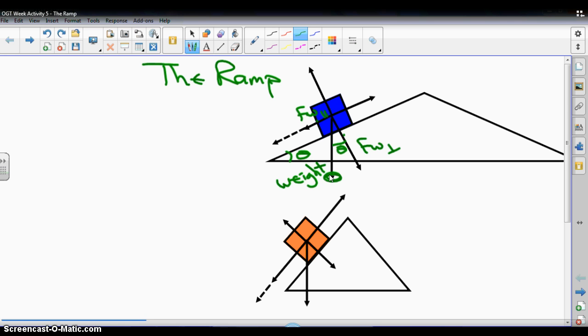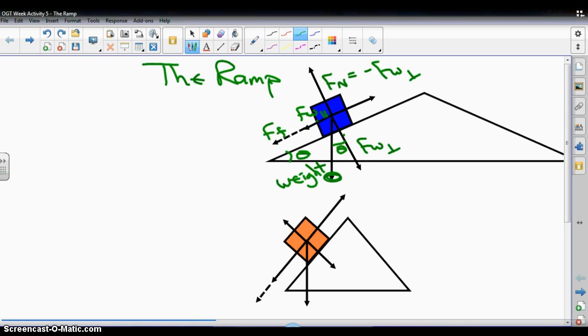We have a dotted line down here. That is the frictional force trying to hold back the box as you push up the hill. And then here is the normal force, which we know is equal and opposite to that force of weight perpendicular. So there's just everything labeled. This is stuff that we've learned before, things that we've seen before.